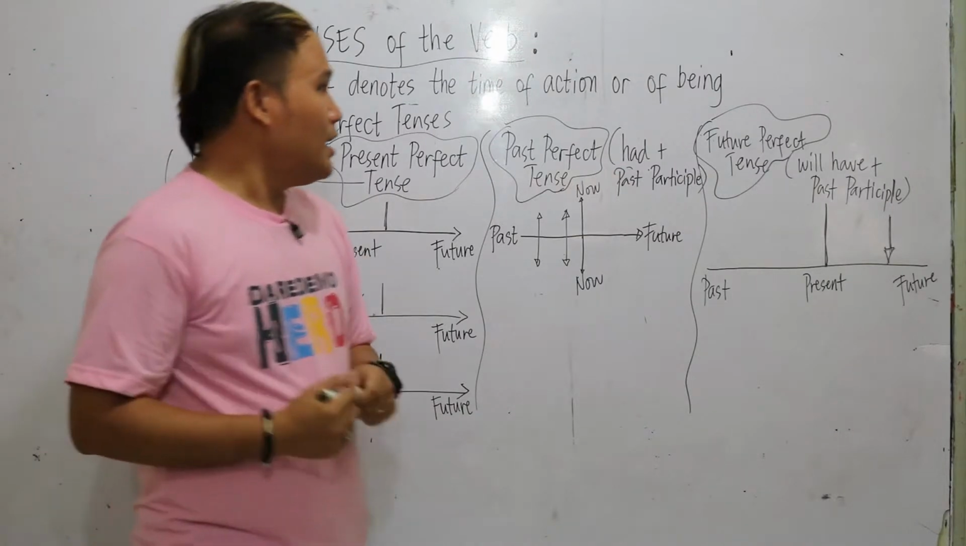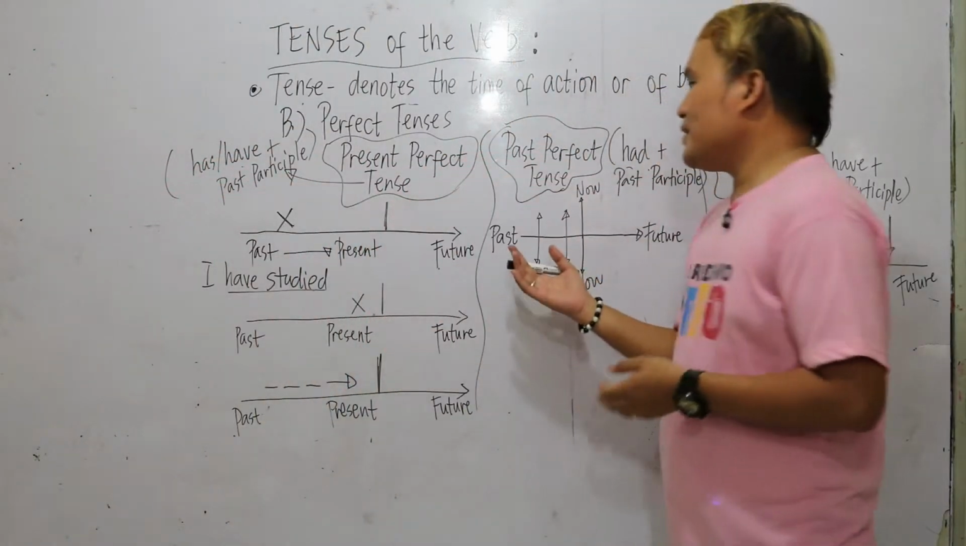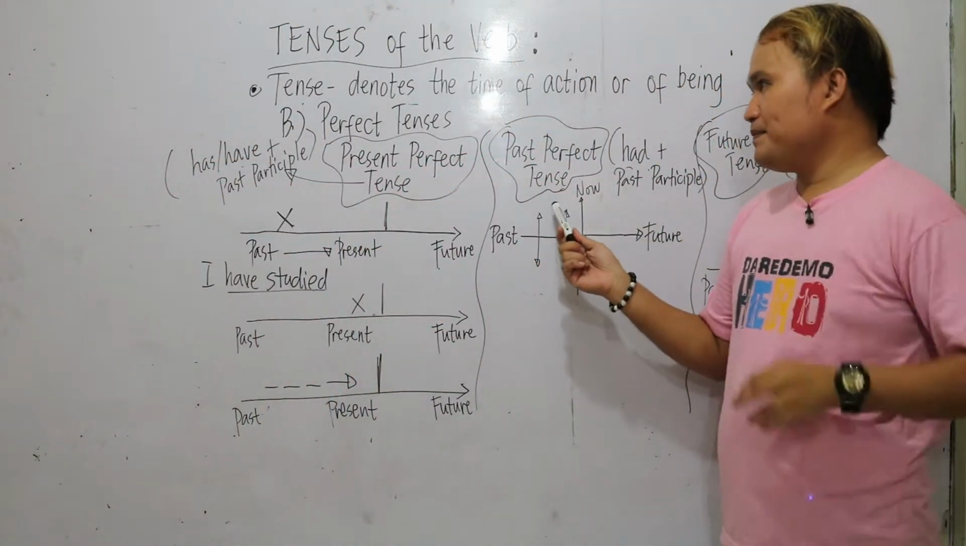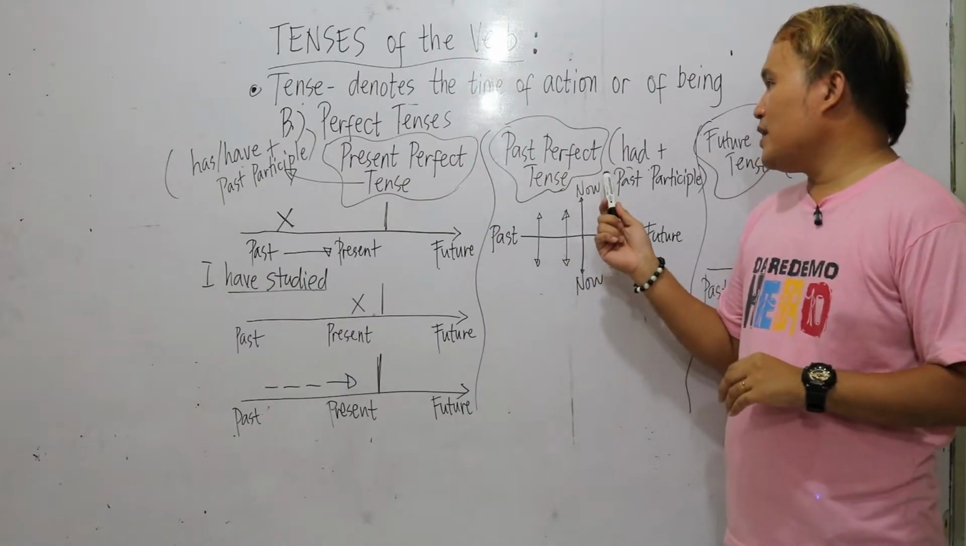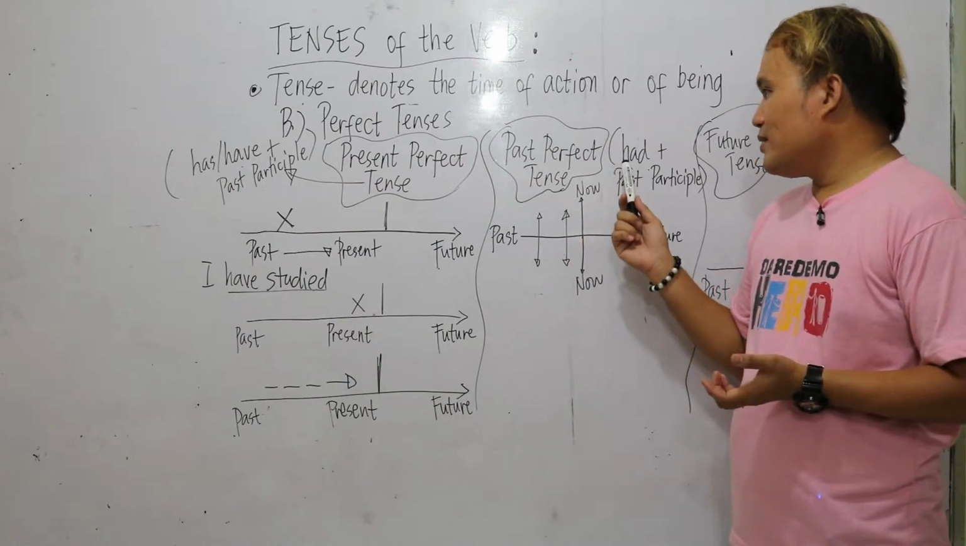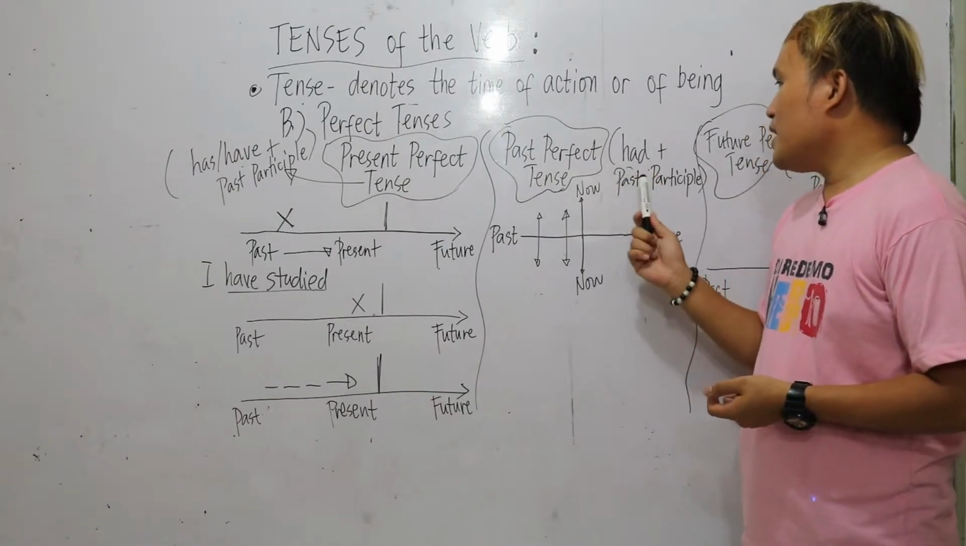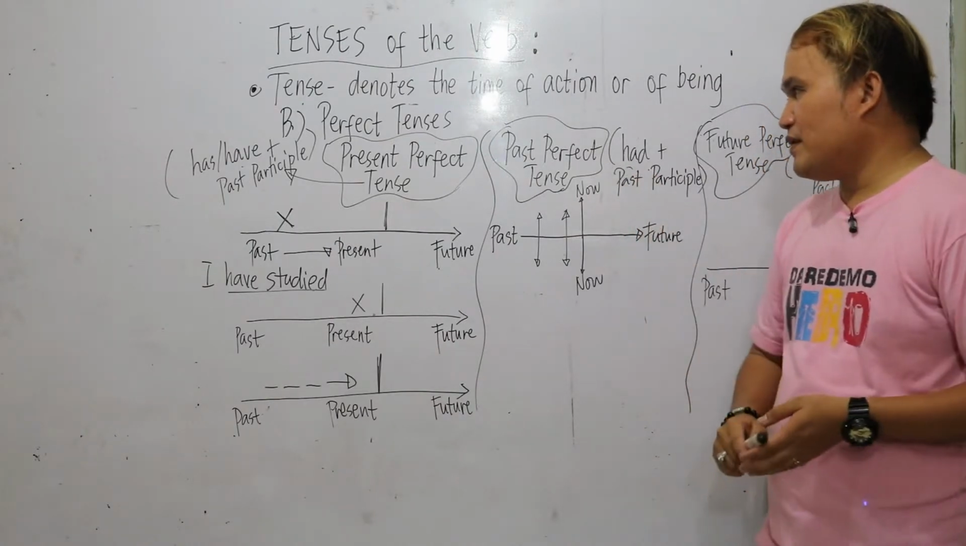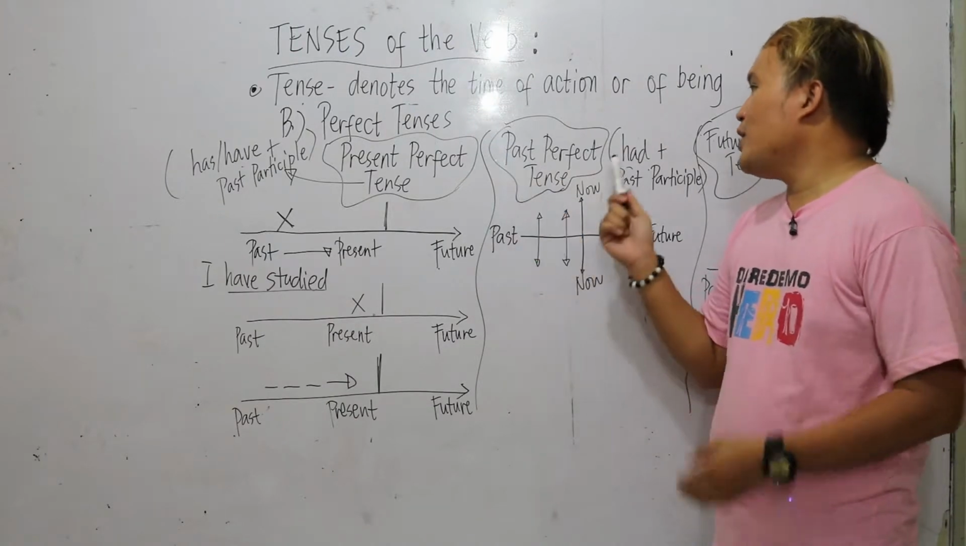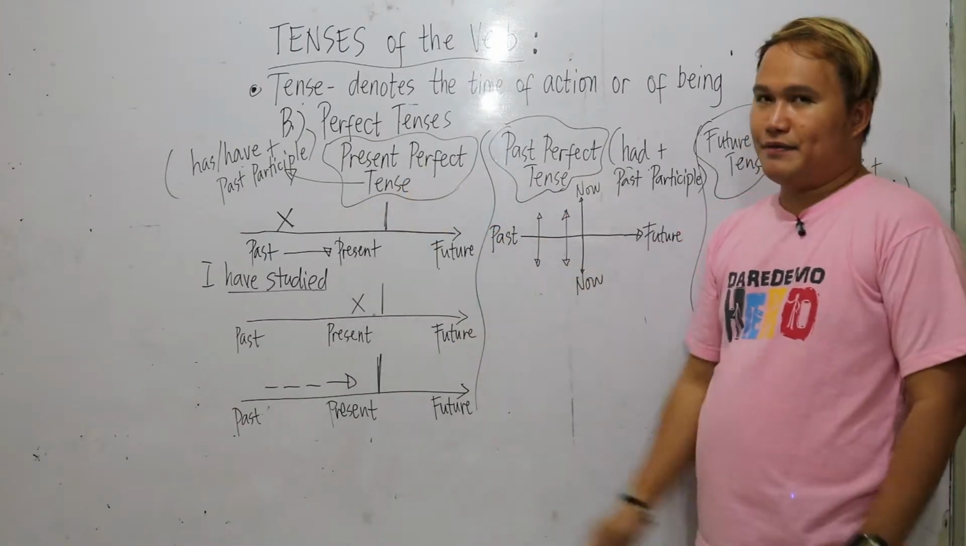Now, second type of perfect tense, we have the past perfect. Now, the formula, or the structure, is you have to use auxiliary had, okay, plus the past participle form of the verb. Okay, of course, past, you have to use had. You don't use has or have.